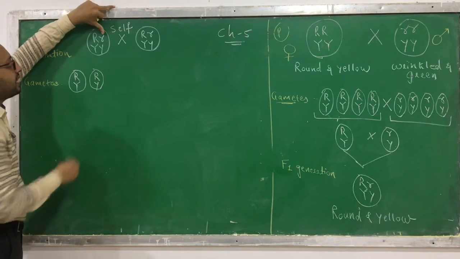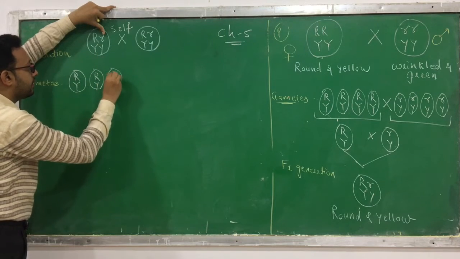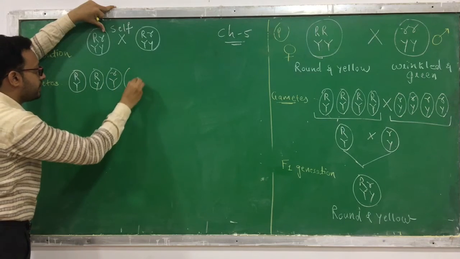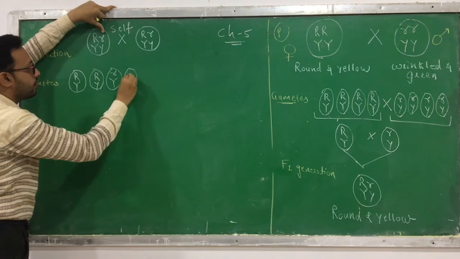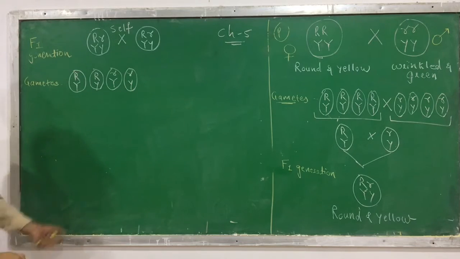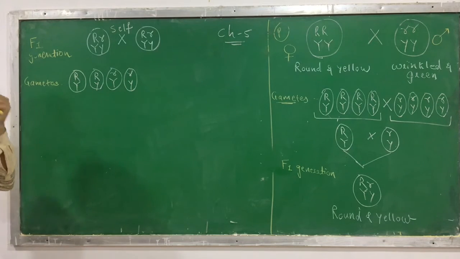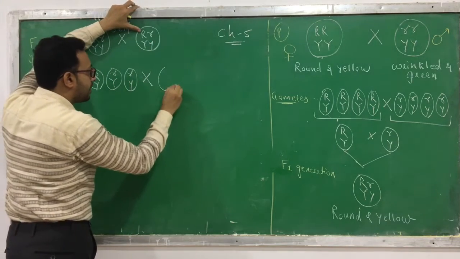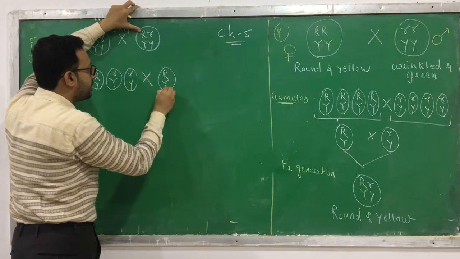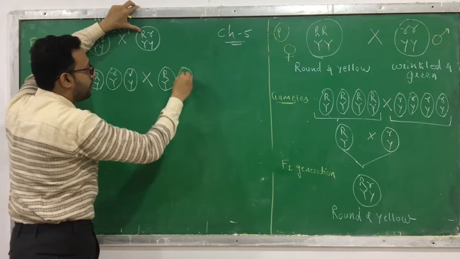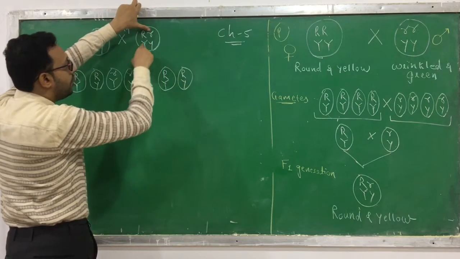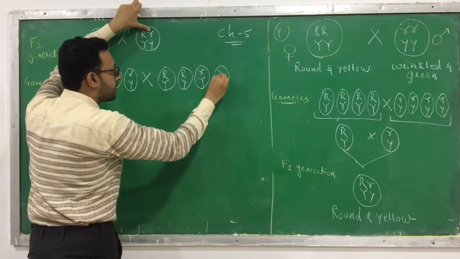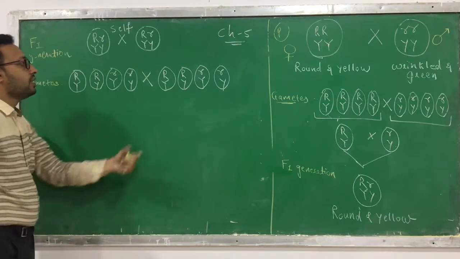Now see, take this R, small r, capital Y, small r, capital Y. And the fourth one is small r, small y. These 4 gametes are produced by this plant. Okay? Similarly, the same gametes: capital R, capital Y, capital R, small y, small r, capital Y, small r, small y. So these are the gametes.